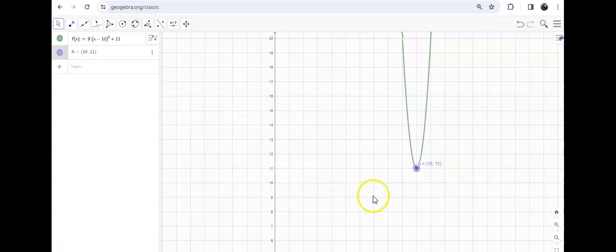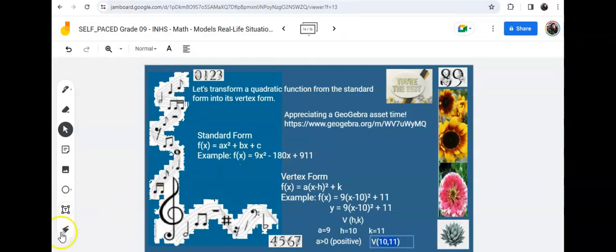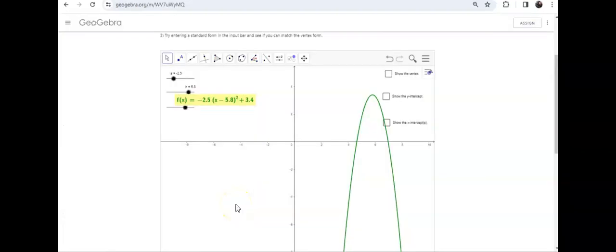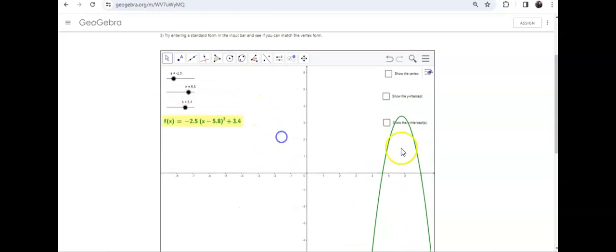Which do you prefer, the standard form or the vertex form? The vertex form is nice because we know the coordinates of the vertex point. The subtrahend in the binomial difference is h, the x value of the vertex point. Then the constant in the vertex form is k, the y value of the vertex point. Let's now appreciate a GeoGebra asset of John Golden.